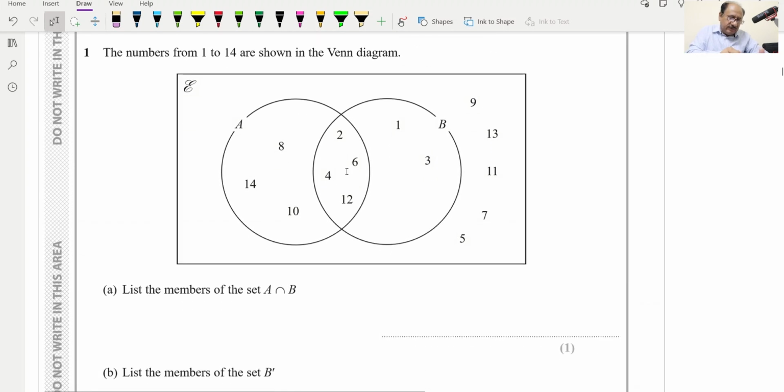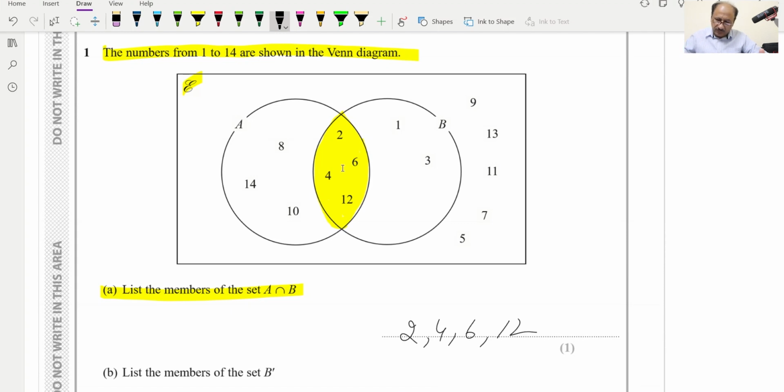Question number 1 says the numbers from 1 to 14 are shown in the Venn diagram, and this is the universal set. List the members of the set A intersection B. A intersection B will be this region which is overlapping in A and B, common in both, so we will shade this one. So common in both is this shaded area. We have to provide the members, so 2, 4, 6 and 12 are the members in this one.